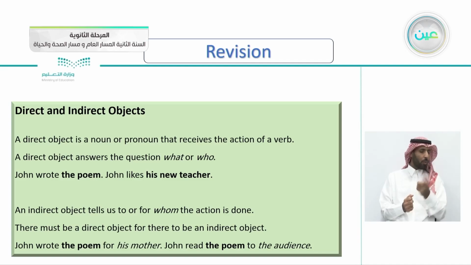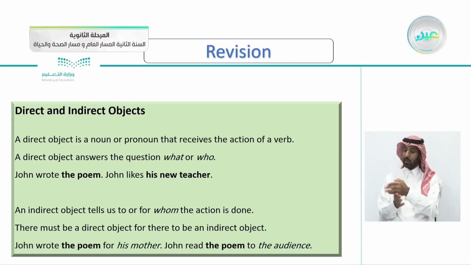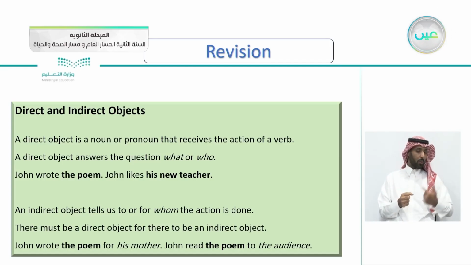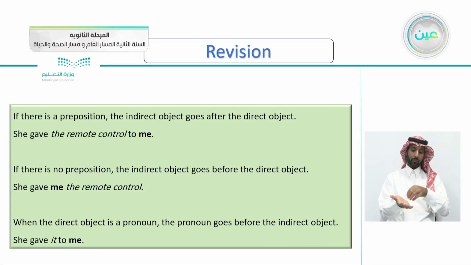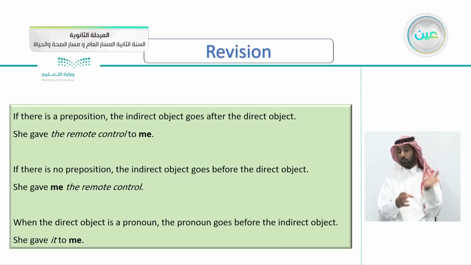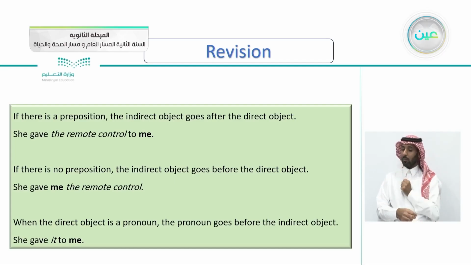For example, here, John wrote the poem. So the poem here is the direct object because it's the noun that receives the action of the verb. Or another example here, John likes his new teacher. And also here, if there's a preposition, the indirect object goes after the direct object. She gave the remote control to me. If there's no preposition, the indirect object goes before the direct object.